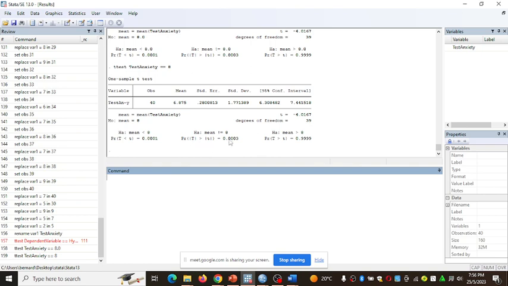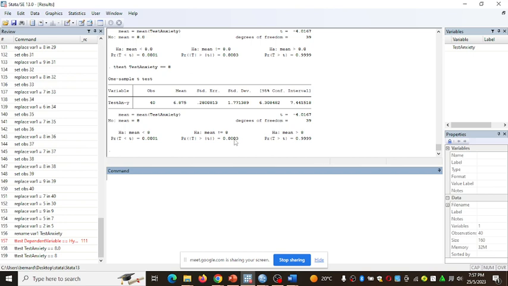Okay, what is your p-value? Before we continue, what is your p-value? Your p-value must be less than 0.05. Is it true? Mine is 0.039. So that p-value is still less than 0.05.